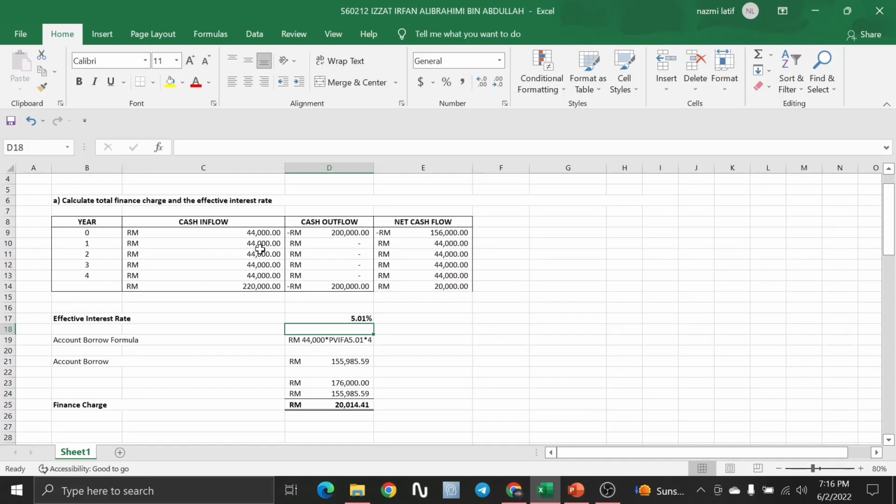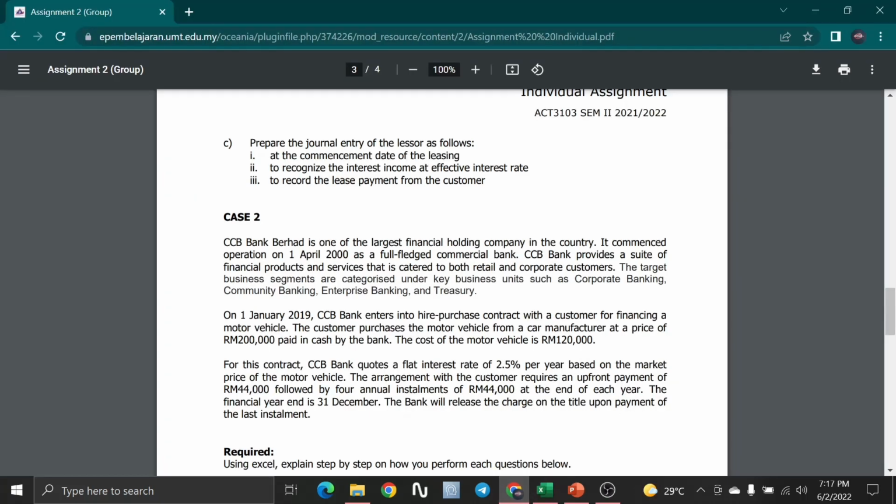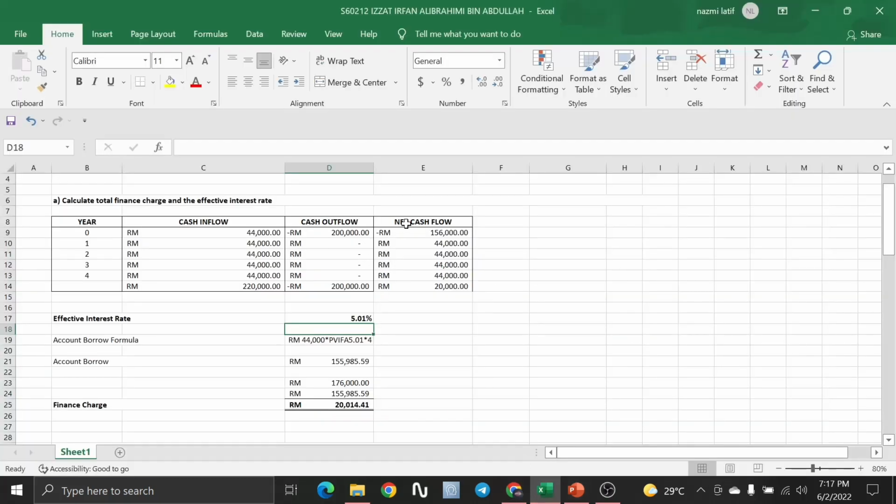Then we go to the Excel. First question, calculate the total finance charge and the effective interest rate. To calculate the total finance charge, we need 4 columns: year, cash inflow, cash outflow and net cash flow. For all the years, cash inflow is RM44,000, and the cash outflow is RM200,000. We take from the question, 1st January 2019, RM200,000 paid in cash by the bank. Then we calculate the net cash flow. The formula is cash inflow plus cash outflow, and then we calculate. We can get the total cash inflow, total cash outflow and total net cash flow. The total net cash flow is RM20,000.